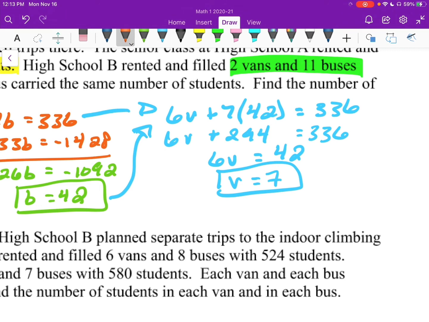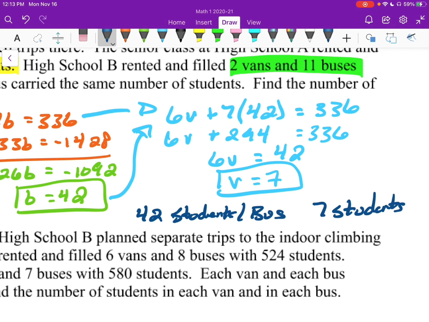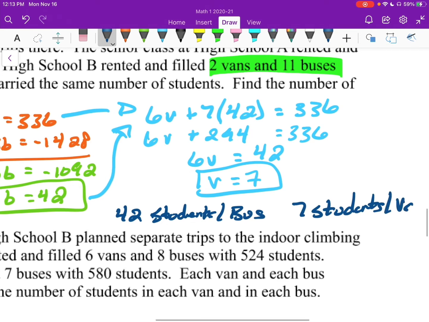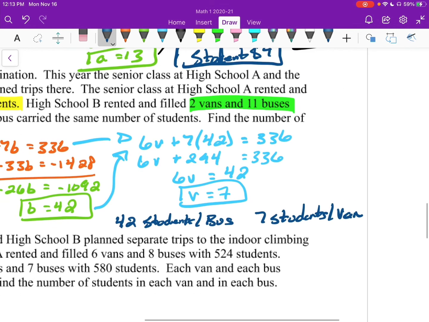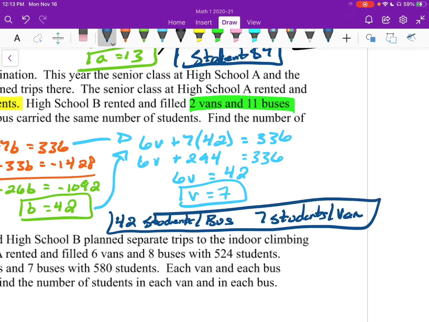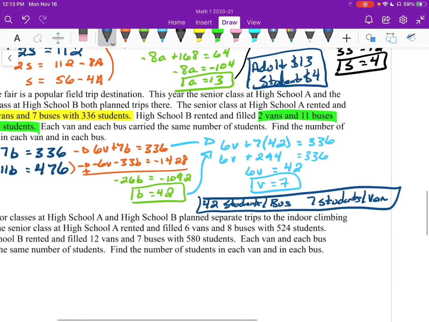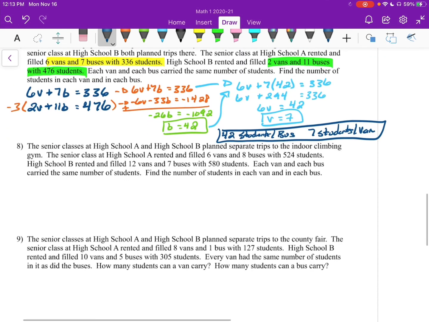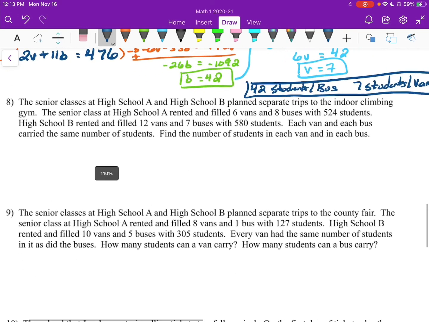So to write that in more words, I'll say 42 students per bus and 7 students per van. All right, there we are. All right, number 8. How many more left? Okay, 3 more left.